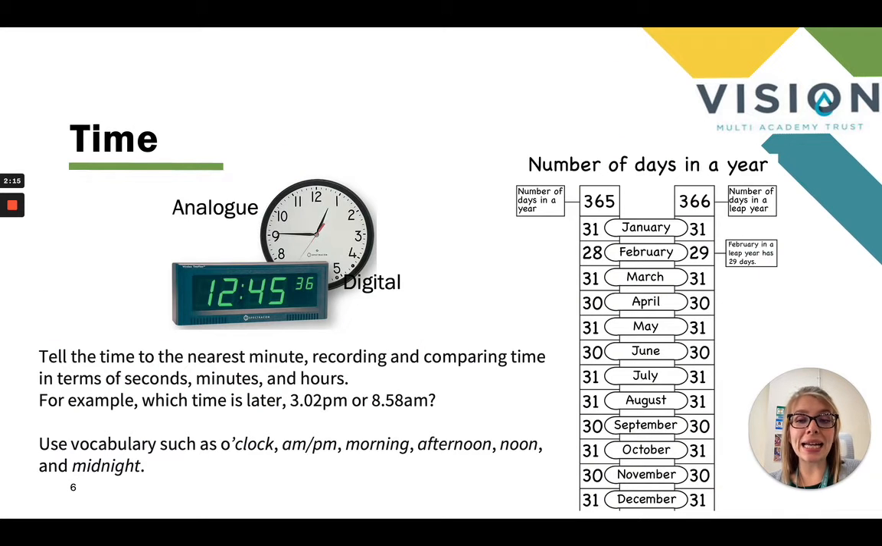Looking at time, we now need to make sure that children are aware of the difference between analogue and digital time. So analogue is, for example, on the round clock face that you can see there, and digital time is on the digital clock underneath.